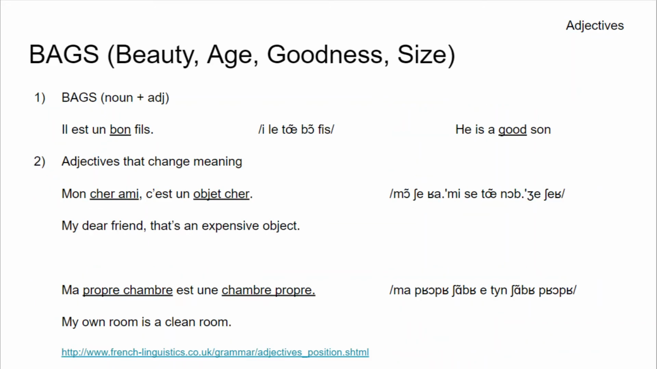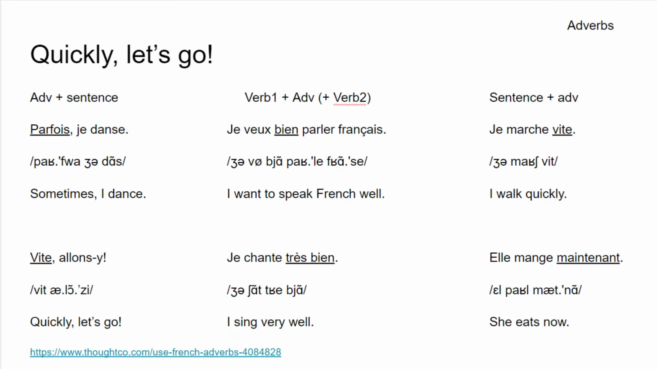Certain adjectives don't go after the noun if they have to do with beauty, age, goodness, or size. These adjectives go before the noun. A small group of adjectives also change meanings depending on if they go before or after the noun, so watch out for these. Adverbs can be used to describe adjectives, verbs, or other adverbs. They can go at the beginning of the sentence, after the first verb, at the end of a sentence, or before an adjective.